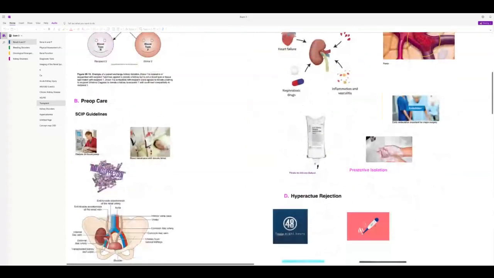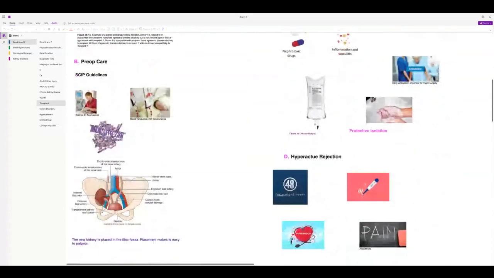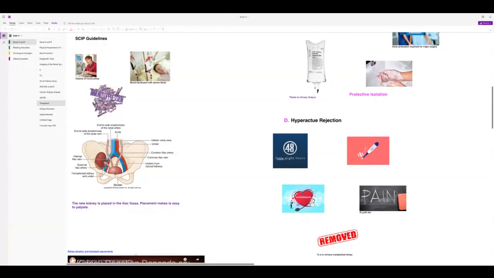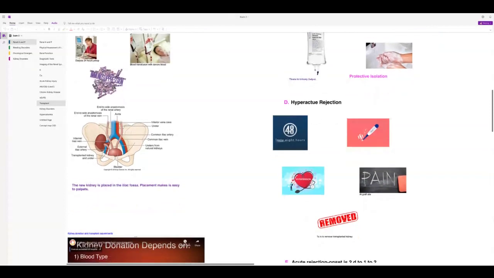The kidney, interestingly enough, is placed in the iliac fossa, okay, right here. So when patients get a kidney transplant, if they're going to have a reaction, the patient's going to feel lower abdominal pain or groin pain. That's where they'll feel it. And they put it here because it makes it easy to palpate, and also easy to get to if they need to be operated on. All right.